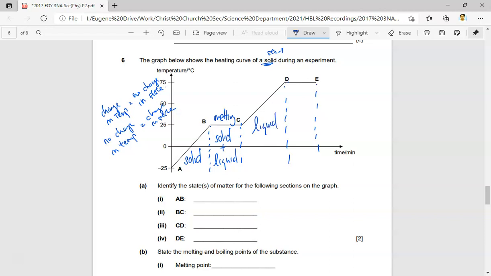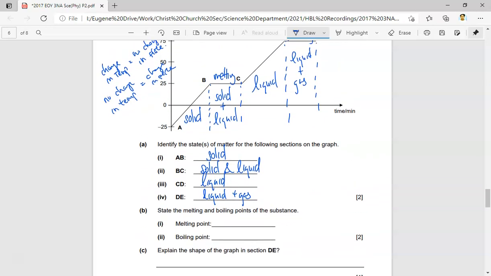And lastly, D to E, the liquid is actually changing state. So at this point, actually it's boiling. So when it's changing state, you actually have two states here. You have both liquid and gas. So based on all this that we have interpreted, identify the state or states of matter in the following section. So A to B, only solid. B to C is melting, so I got both solid and liquid. C to D is just purely liquid. D to E is boiling. This is a state where we have both liquid plus gas.